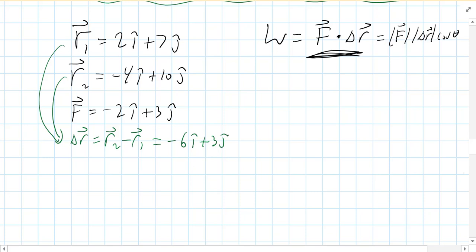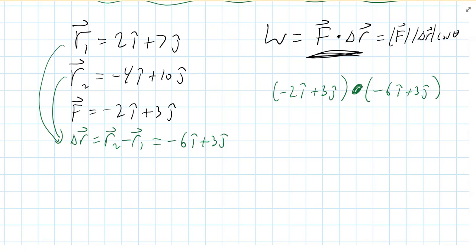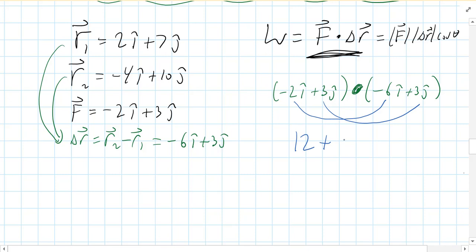All right, so our work is force, which is negative 2i plus 3j, dot our delta R, which is negative 6i plus 3j, okay? And then here we're going to multiply like terms. So here's the i's and there's the j's, right? So we got negative 2 times negative 6, which is 12, plus 3 times 3 is 9. And our answer would be positive 21 joules. Now, again, there's no vector there. It's a scalar, okay? We're using vectors to determine a scalar quantity.